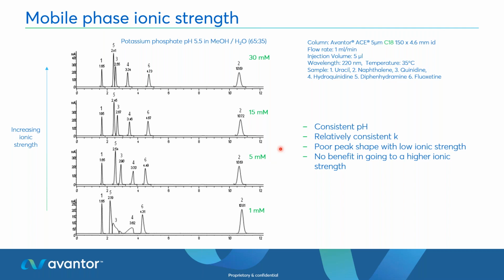this instance. And I've seen a lot more methods that use much higher ionic strength. So use as little as possible. That's going to be of benefit to you. It does depend on your column.